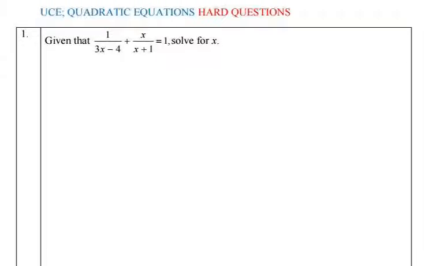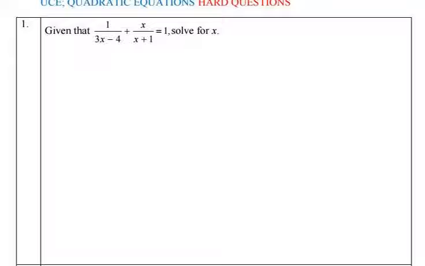questions. Question number 1, it says, given that we have the fraction 1 out of 3x minus 4 plus x out of x plus 1 is equal to 1, solve for x. Now when you look at these two fractional parts, in order for us to solve, we need to put them under the same denominator. Okay, and the easiest thing to do when we have unknowns is to multiply the terms in the denominator.